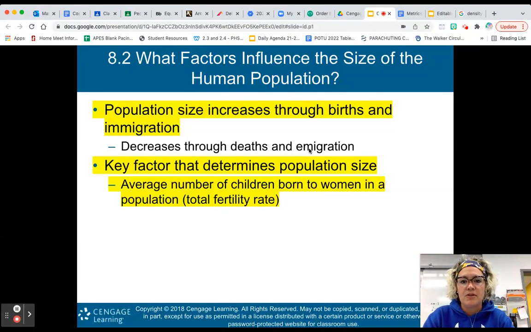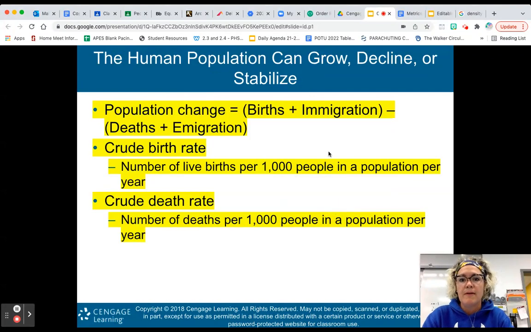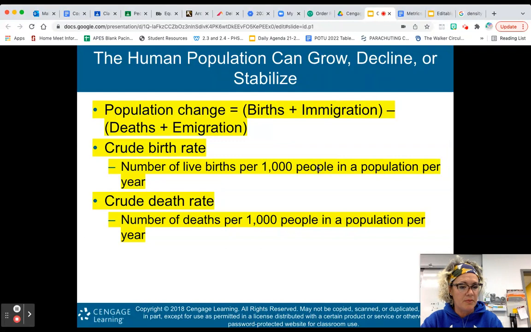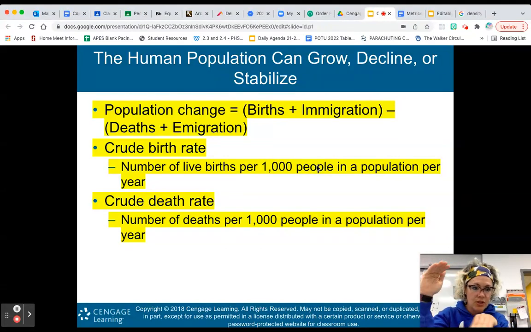A key factor that determines population size is the average number of children that are born to women within a population. This is referred to as the total fertility rate. So there's a definition that you need to be aware of. I know that you've got these. And I want to reiterate this, that crude birth rate is the number of births per 1,000 people. So you've got to set up that ratio. Typically, we set up that ratio by taking births per population, the total population. So the total number of births, total number of population.